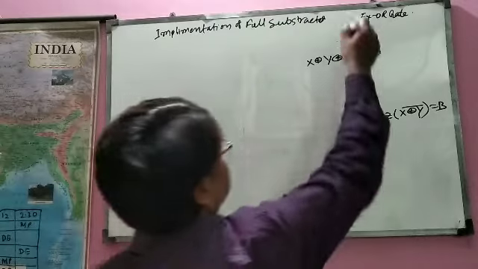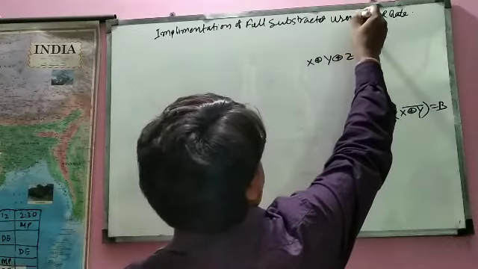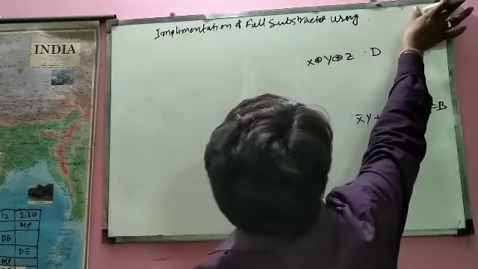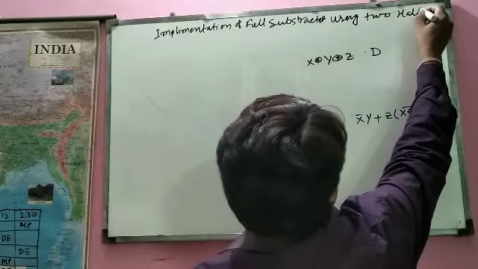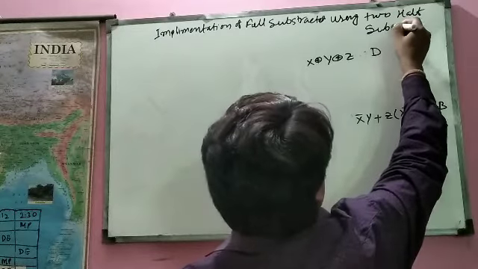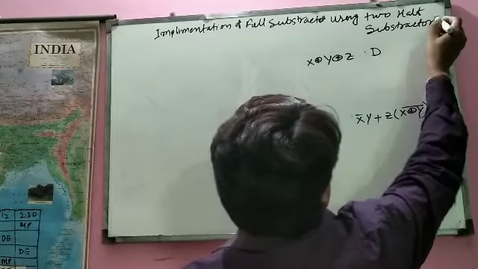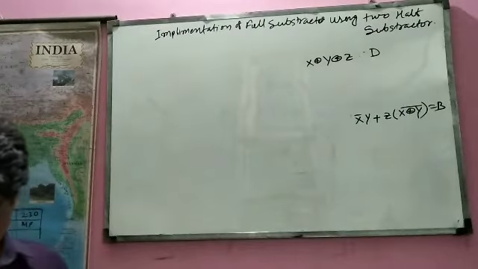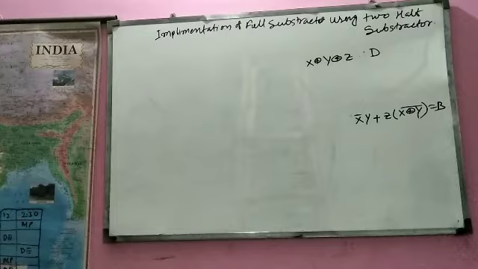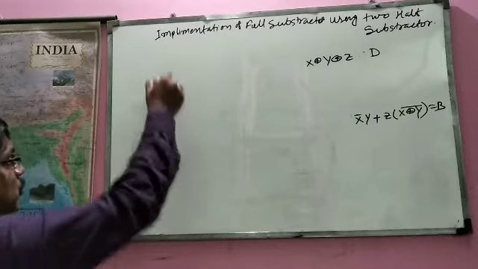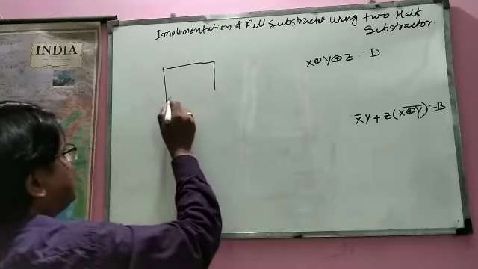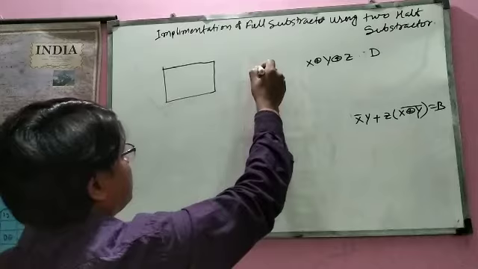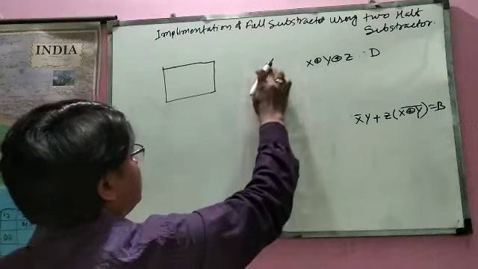So this is nothing but using two half subtractors. Okay, we'll implement this. That is very easy. There is not any such type of problem. Okay, so let us see what happens. So one subtractor circuit is here. Okay, one subtractor circuit is here, and the other subtractor circuit is, let us suppose, here, like this.